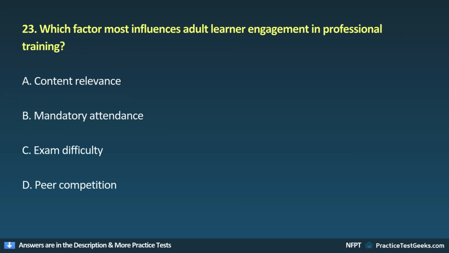23. Which factor most influences adult learner engagement in professional training? A. Content relevance. B. Mandatory attendance. C. Exam difficulty. D. Peer competition.